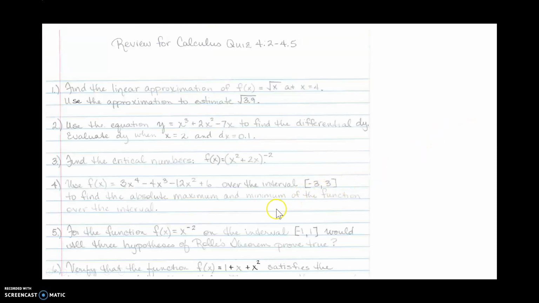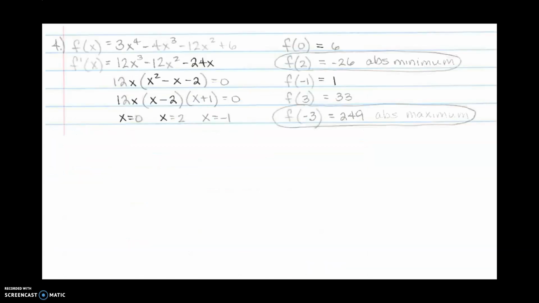All right, then for number 4, they ask us to find the absolute maximum of this function over the closed interval negative 3 to 3. If you have a closed interval, you will always be able to find an absolute maximum and minimum. It could occur at a relative maximum or minimum, or it could occur at an endpoint. So first, we need to locate our relative maximums and minimums, and that comes from our critical numbers. So let's take our function and let's find our critical numbers.